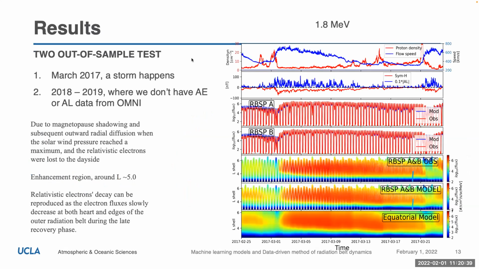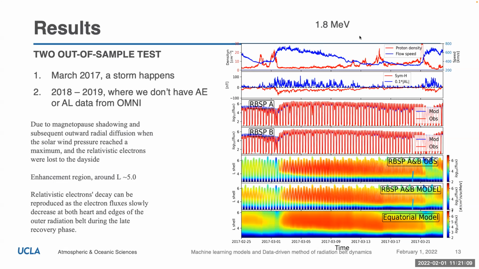So here come our results. We show our results on two out-of-sample data sets. We chose two data sets of different lengths. The first one is in March 2017, where a storm happens. The second one is after 2018, where we don't have AE or AL data from the OMNI data set. So here I'm showing the result for 1.8 MeV.